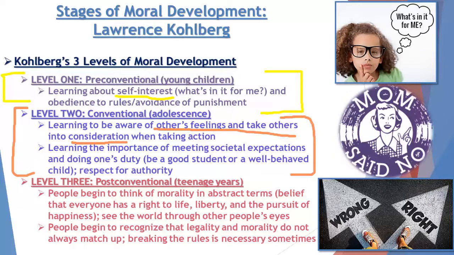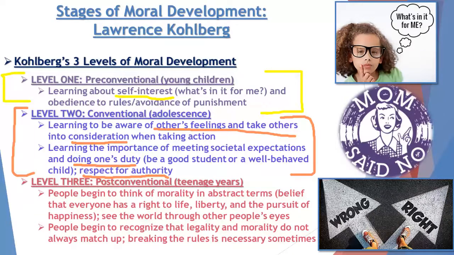and in some ways to fulfill our duty as a good child, or a good student, or, if you go to church, like a good Christian, or whatever faith that you follow. And we start to understand that there's a need for respect for authority. So here, if you're obeying the rules, you might be doing so because you don't want mom to get mad at you, or because mom said so, or dad said so.